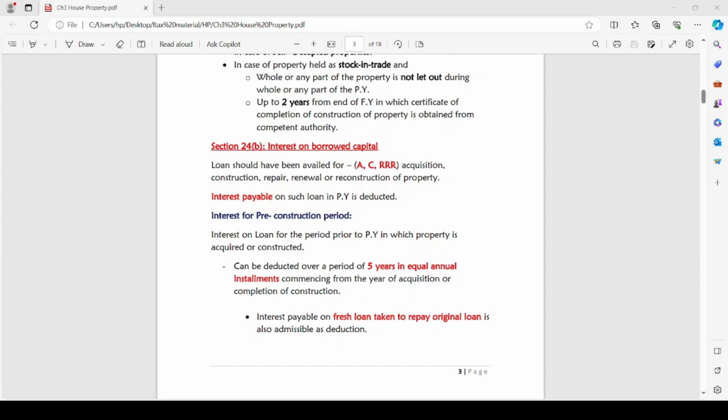This interest can be deducted over a period of 5 years in equal installments. That is, in the next 5 years, commencing from the year of acquisition or completion of construction of the property, the assessee can claim deduction of such interest in equal annual installments. That is, 1/5 of such amount can be claimed as deduction every year.